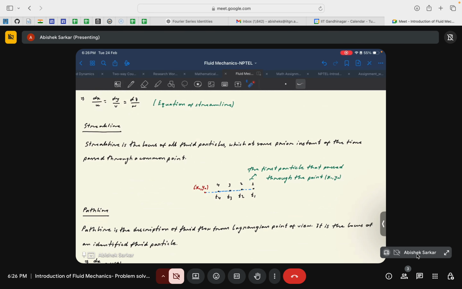Okay, next, the streak line. So streak line is similarly also used to visualize the flow field, but it's a bit different from the streamline. The definition of the streak line makes it different from the streamline. Streak line is basically the locus of all the fluid particles which at some prior instant of time have passed through a common point.